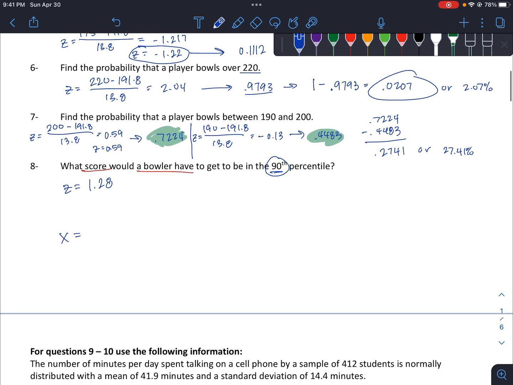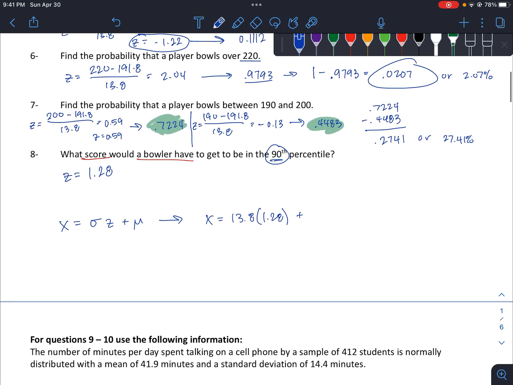So x is equal to the standard deviation multiplied by the z-score plus the mean. If we do that, we'll get our score. So x is going to be equal to 13.8 times our z-score, which is 1.28, and add the mean, which was 191.8.